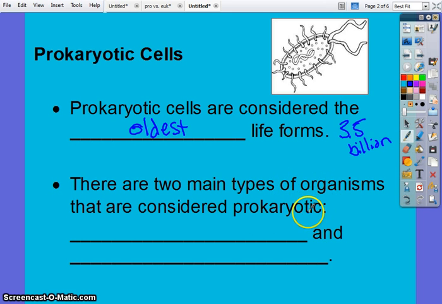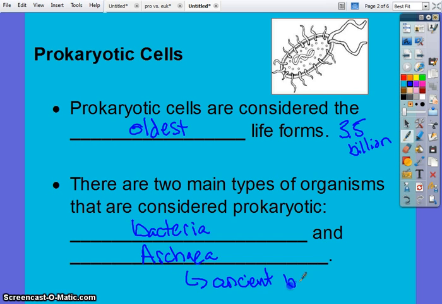There are two main types of organisms that are considered to be prokaryotic. You guys cultured some today. Those are bacteria. They're prokaryotic cells. And also something called archaea. Archaea are also prokaryotic cells. Archaea just means ancient bacteria. These guys were the first life forms on Earth.